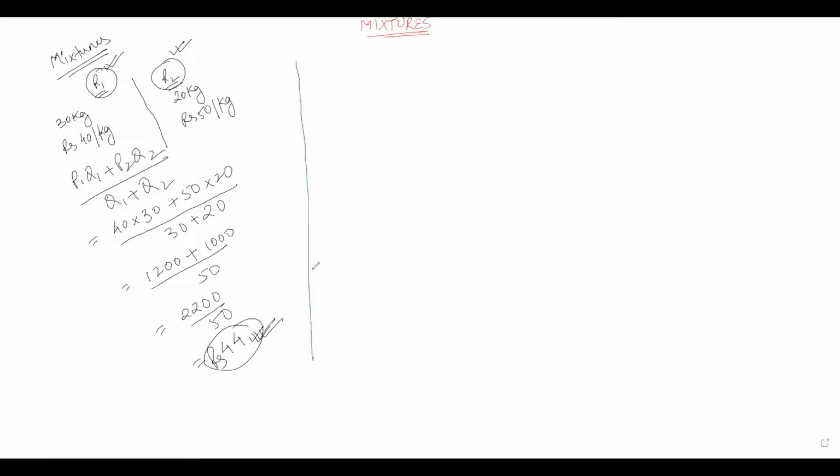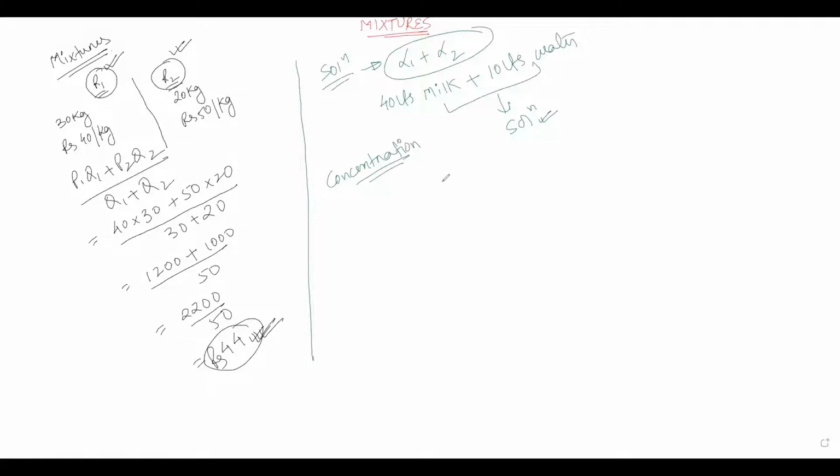A mixture can also be a solution, that is, one liquid is mixed with another liquid, then the resultant is also called a solution. For example, say I have 40 liters of milk and it has been mixed with 10 liters of water, then the resultant is also called a solution. Now, whenever we come across the word solution, we also come across the word concentration. So let us see what the concentration of a solution is.